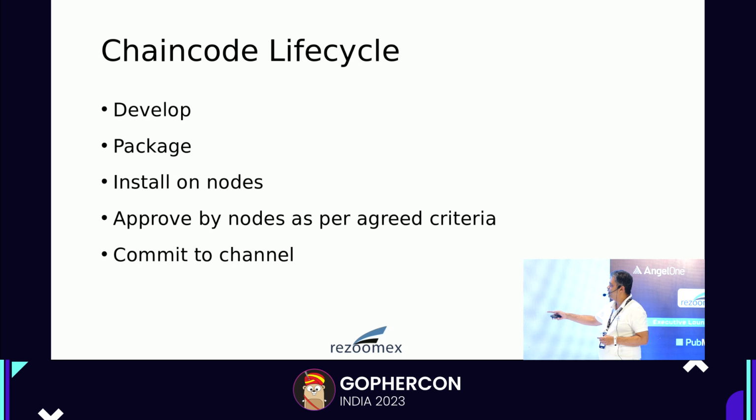So how do you write the Golang chain code in Fabric? Very simple steps. You first do the development, then you package it. Then you have to install it on every node. As I said, blockchain will be governed by all the nodes, so you have to go and install it on each node. All of them have to approve based on a pre-agreed criteria. So let's say there are 5 nodes. The criteria could be 3 of 5. If 3 of 5 nodes agree, then that chain code gets committed. Finally, you commit it to the channel, and then the program is ready to get executed.